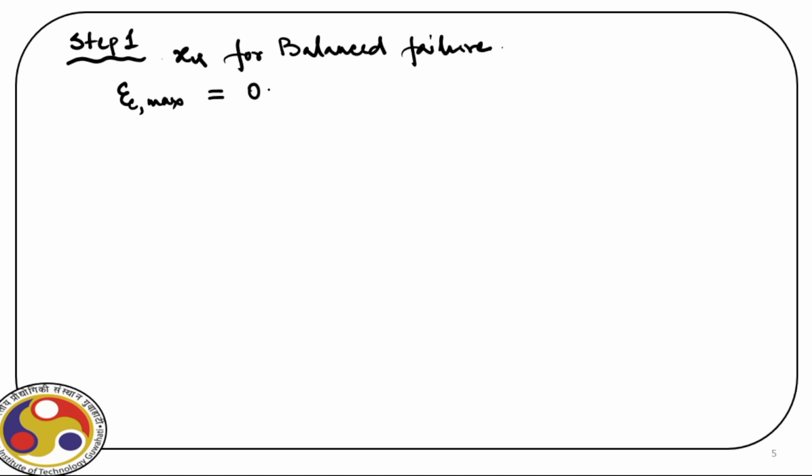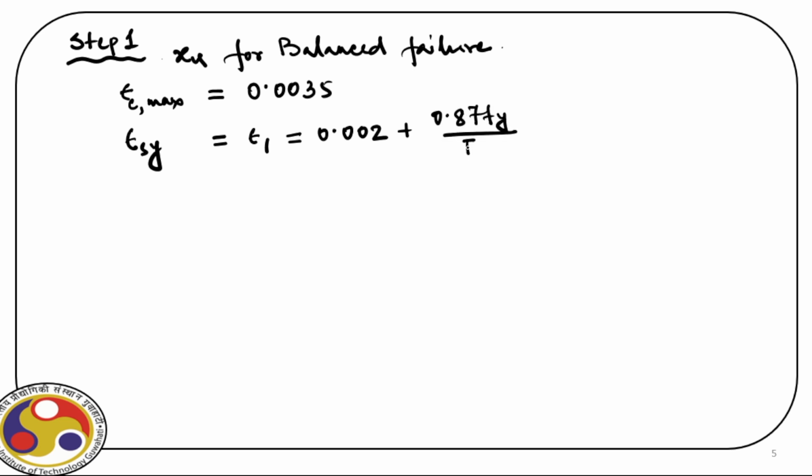So for this problem, the concrete will have a strain of 0.0035 and we can actually use this notation for strain. So the strain in the first layer of steel is 0.002 plus 0.87 Fy divided by Es. We have Fe415, so for that this strain is 0.0038.